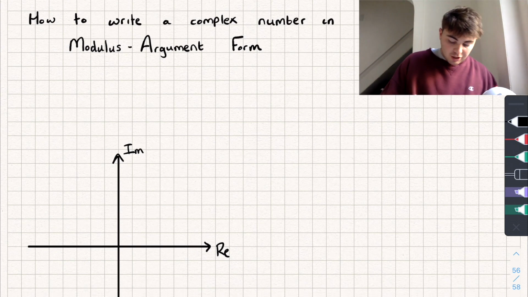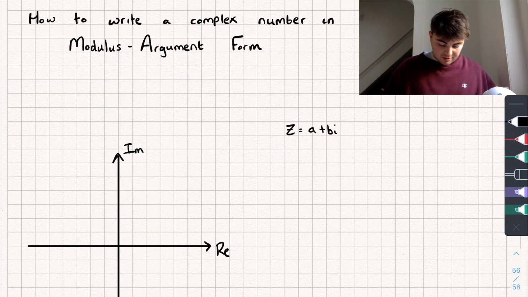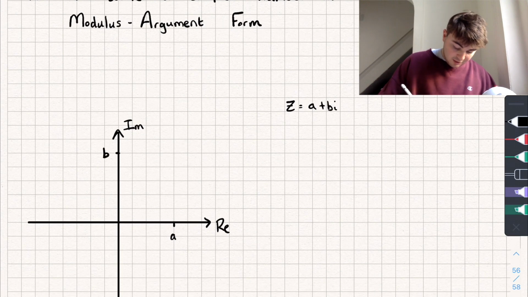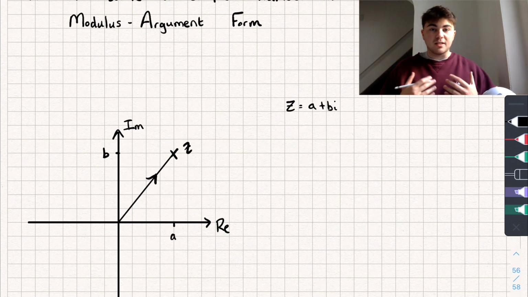So let's say we have a generic complex number z, which I could write as z equals a plus bi. And let's say a and b are positive, just to make things easy. And let's represent it on this Argand diagram here, like this. Okay, and I'll draw the vector of z onto it. So this is my complex number z.